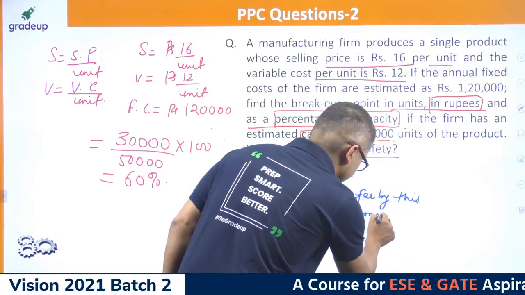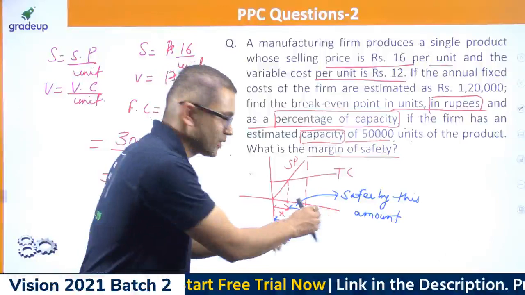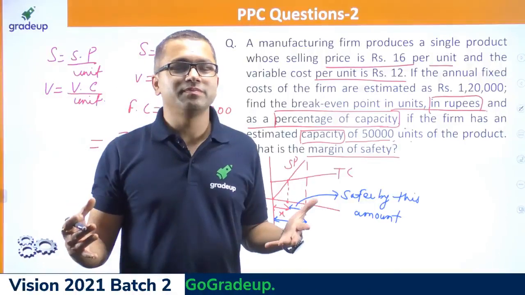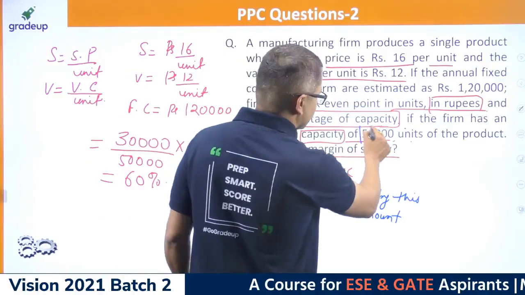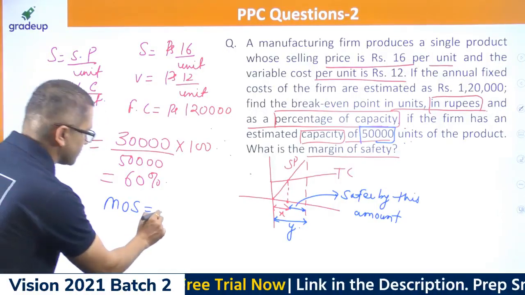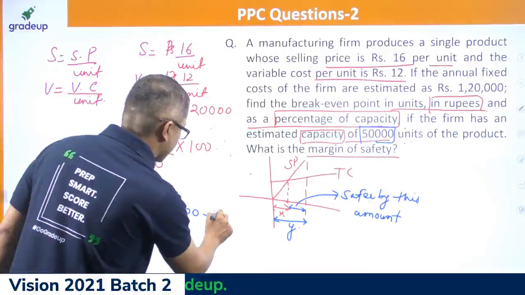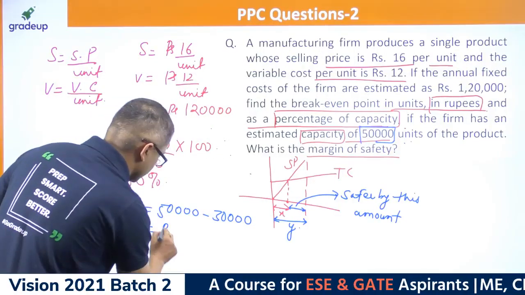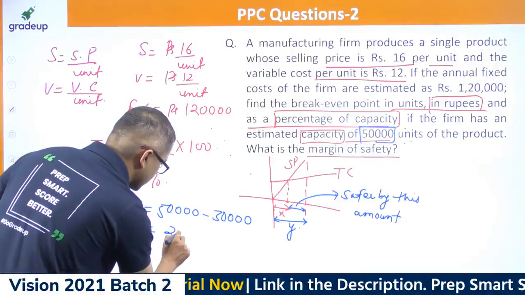Are you getting this? You're safer by this amount. Why safer? Because you don't want to get to the left side of this point. You don't want to produce less than X because you won't make profit then. So here you have been given that your maximum is 50,000. So margin of safety is nothing but 50,000 minus break-even point, that is 30,000, so it's nothing but 20,000. So you are safer by 20,000 units. That's what it means.